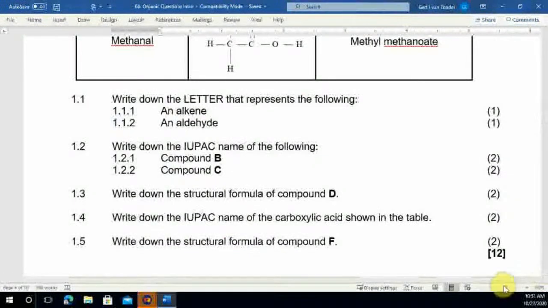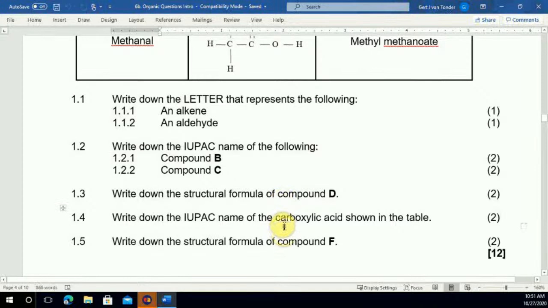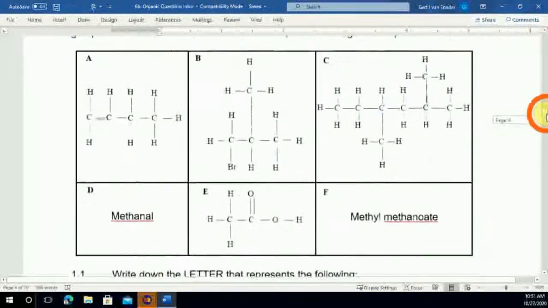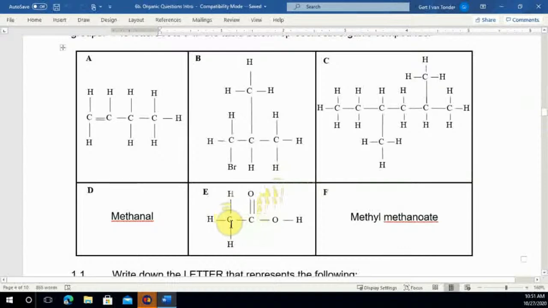The next question, structural formula. Write down the IUPAC name. We'll do the structural formulas on the board now for D and F, but write down the IUPAC name of the carboxylic acid shown in the table. There's the carboxylic acid, we spoke about it earlier on. There are 2 carbons, there's the carboxyl group, 2 carbons, ethanoic acid. But now they want me to draw methanal and methyl methanoate.